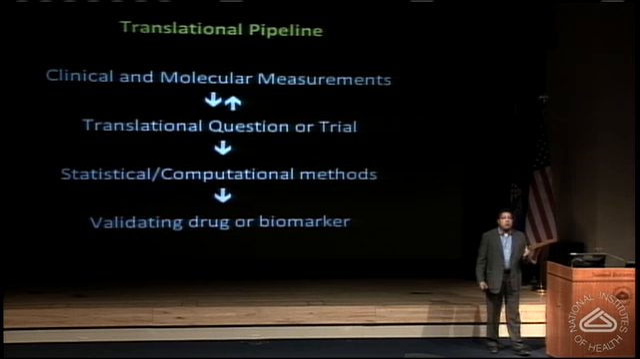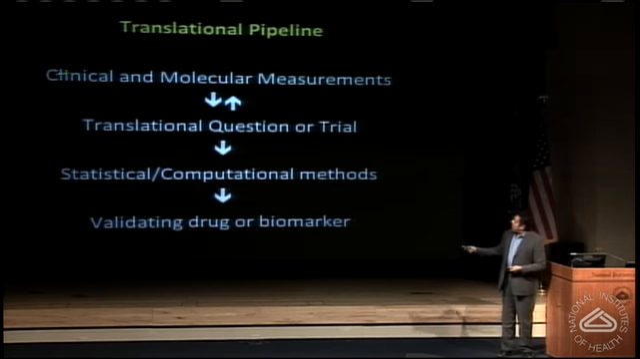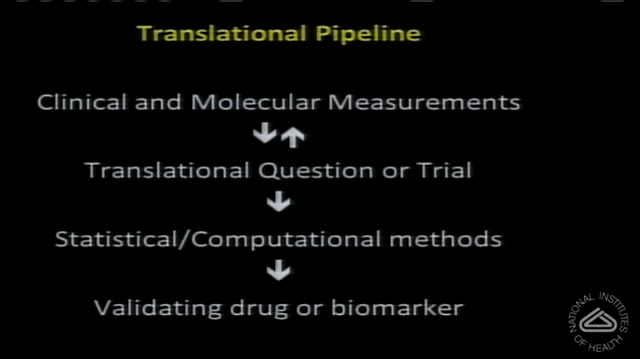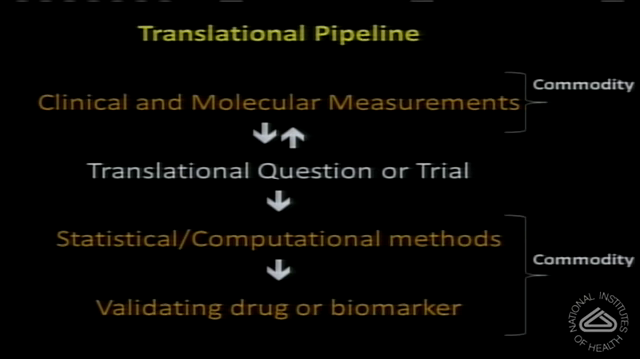So what I'm going to argue is that if you think about the translational pipeline, right? We've been talking a lot about translational pipelines as a community with NCATs and the others. If you think about we make clinical and molecular measurements increasingly high throughput, we ask interesting translational questions or trials, we run a trial, we apply statistical computational methods to that data, and then we validate a drug or a biomarker. Actually, I'm going to argue 3 out of the 4 today are commoditized.